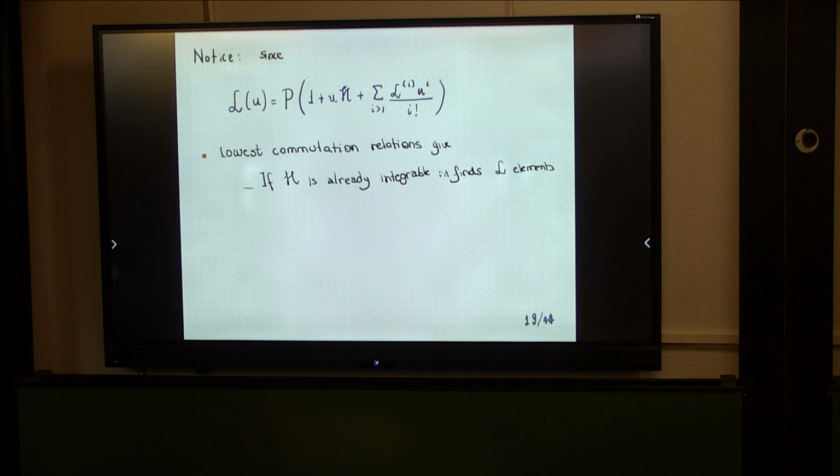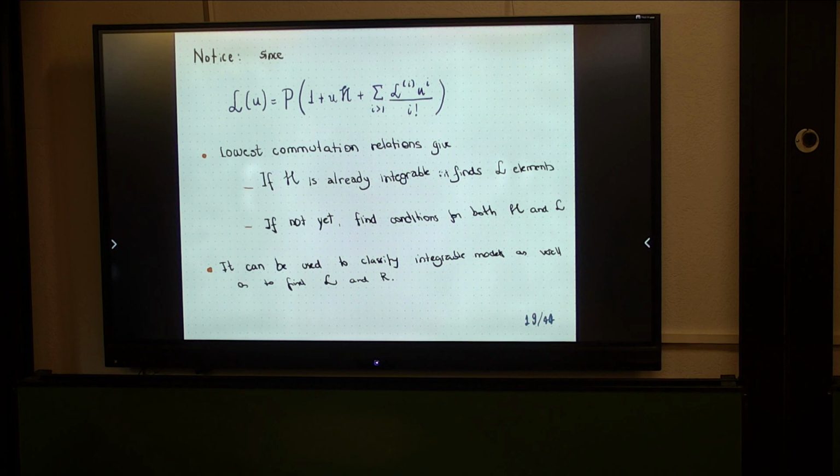When you do this, if you have a Hamiltonian that's integrable, the lowest commutation relations only give you the first few elements. But if you try to put something not integrable there, it will fail because you find something that doesn't make sense. At the lowest orders you have h there, so you can check that Q2 with Q3 will never be satisfied, for example, and you can find immediately that the model is not integrable. At least that it will not come from a regular Lax. So in principle, this could be used to classify integrable models at the same time as finding the Lax and the R.